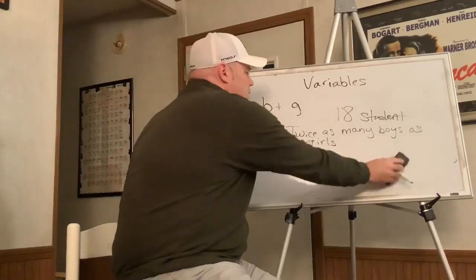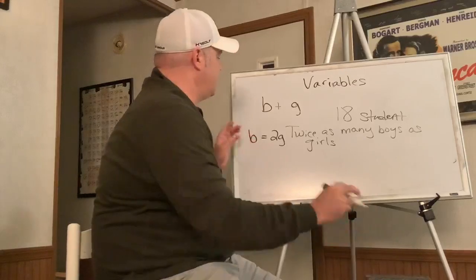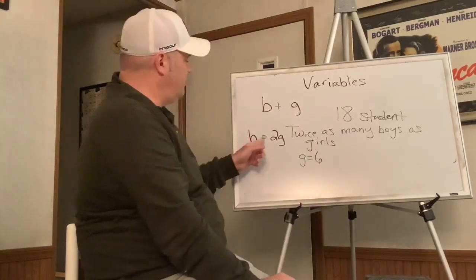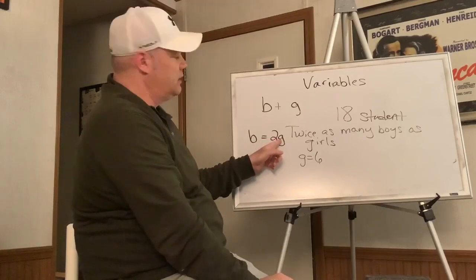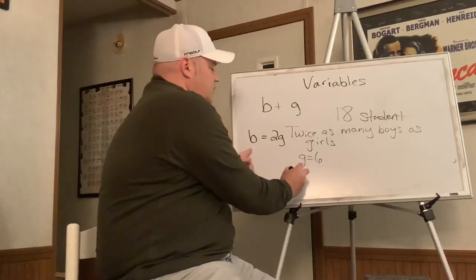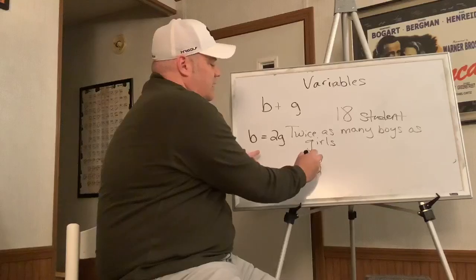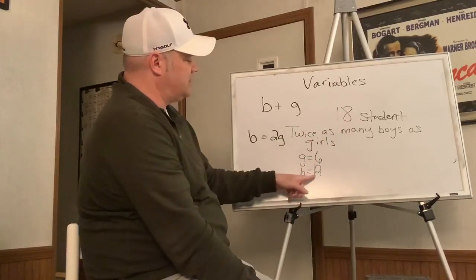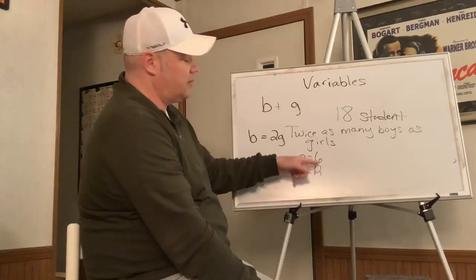So, 6 girls is how many I have. So I solve for girls. And then B was 2 times 6 girls. So B would end up being 12. And so that's how I could solve for saying that I have 18 students and I have twice as many boys as I have girls. That's how that would break down.